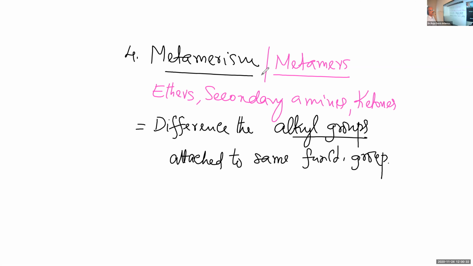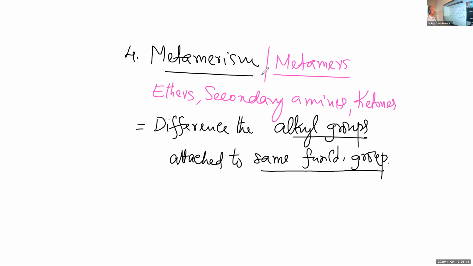All these groups are coming from alkanes, hydrocarbons. So methane, CH4, from that we get a methyl group, CH3. Ethane, C2H6, and when one hydrogen is removed, C2H5, the ethyl group. Such groups are called alkyl groups. So metamerism or metamers is due to the difference in the alkyl groups attached to the same functional group.